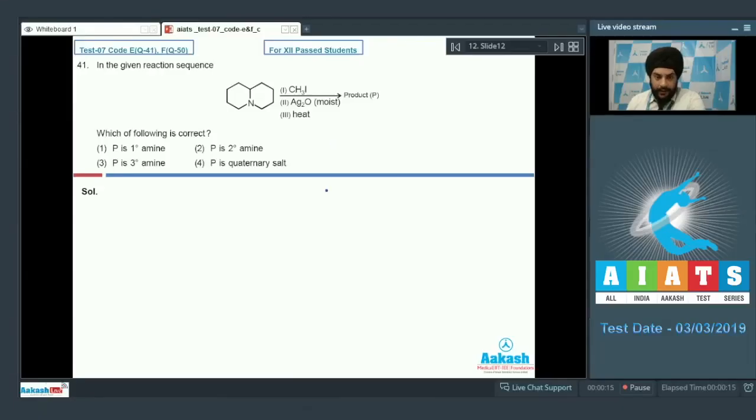Let us look at question number 41 now, students. In the given reaction sequence, we have a tertiary amine which is allowed to react with CH3I followed by Ag2O moist. Students, the examiner seems to be interested in the Hofmann's exhaustive methylation and then Hofmann's elimination. So in the first step, we are going to have the formation of the structure where there will be a methylation present at nitrogen.